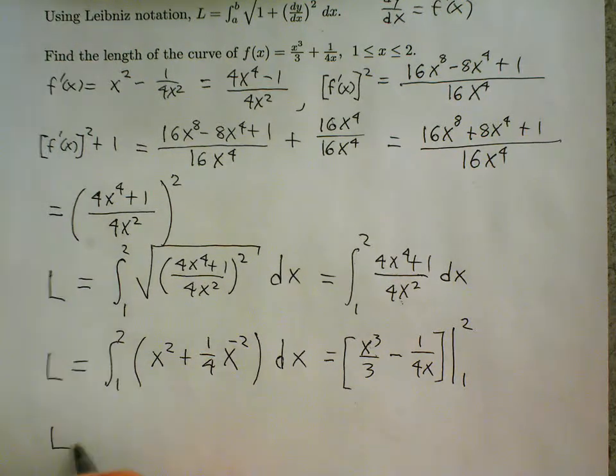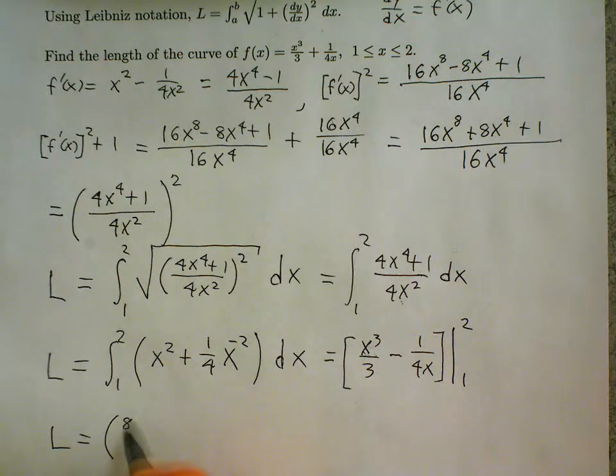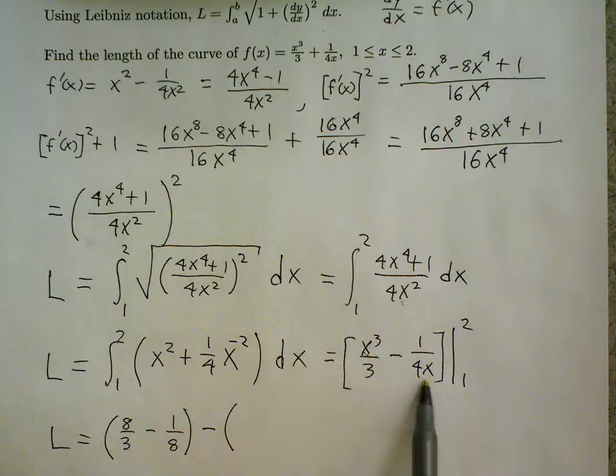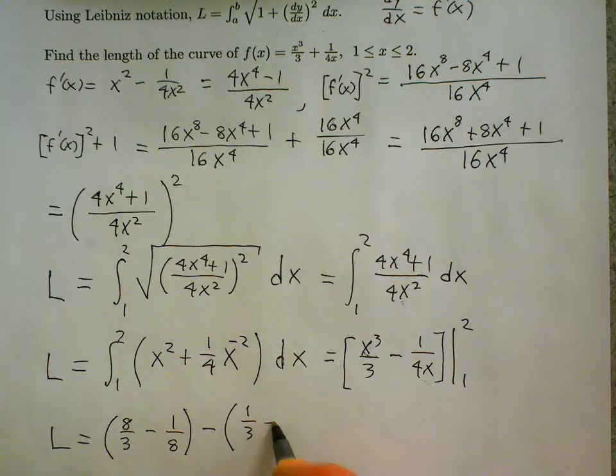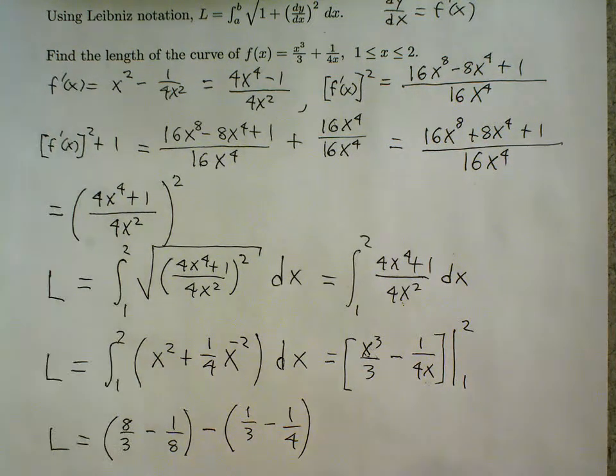Okay, so we get L equals, first replace x with 2. 2 to the third over 3 is 8/3. Minus 1 over 4 times 2 is minus 1/8. And then we subtract the quantity we get when we replace x with 1. So minus the quantity 1/3 minus 1/4. And we'll do a little bit more arithmetic.